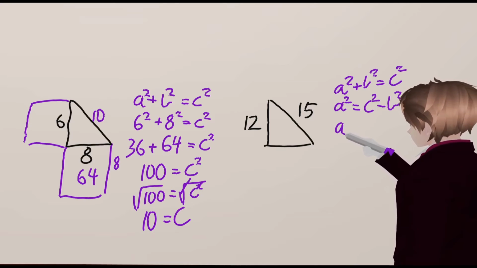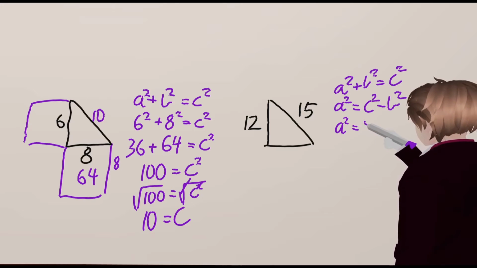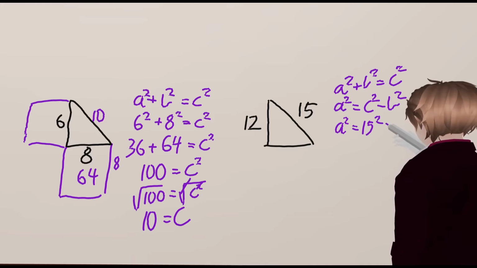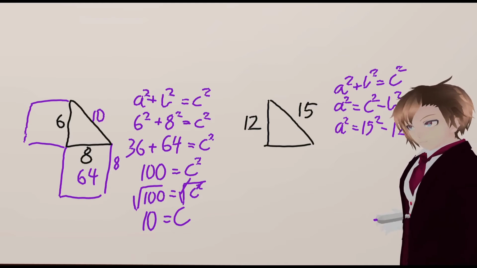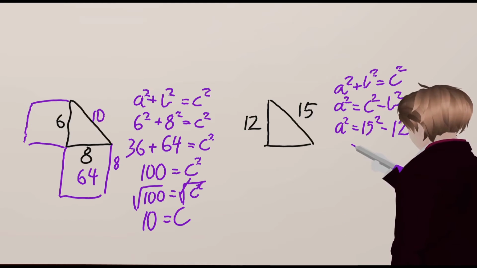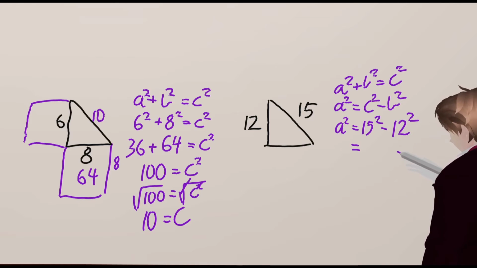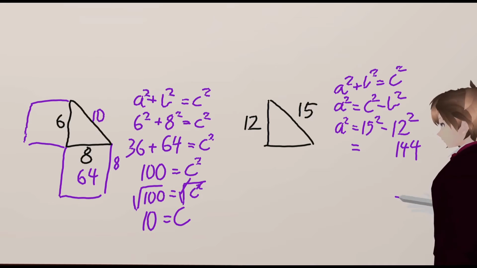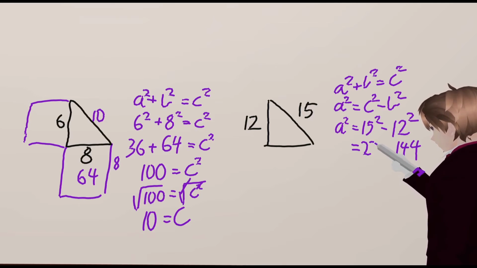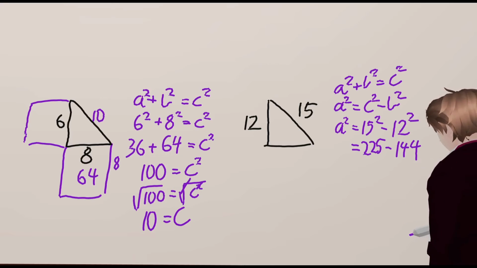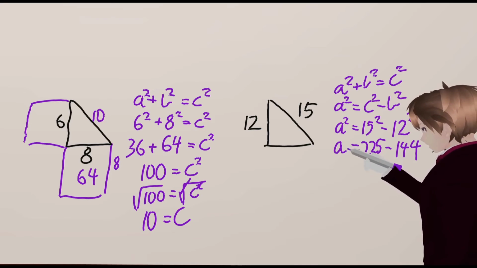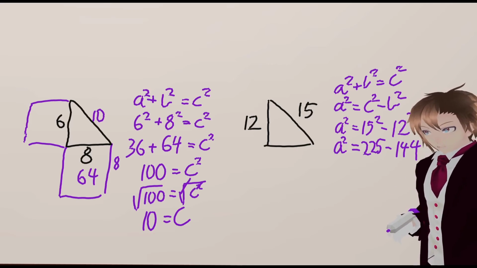So we have a squared equal to 15 squared minus 12 squared. Now, if you put this into a calculator, 12 squared is 144, and 15 squared is 225. We're going to end up with 225 minus 144. And that's going to give us the square of size A, the short square.